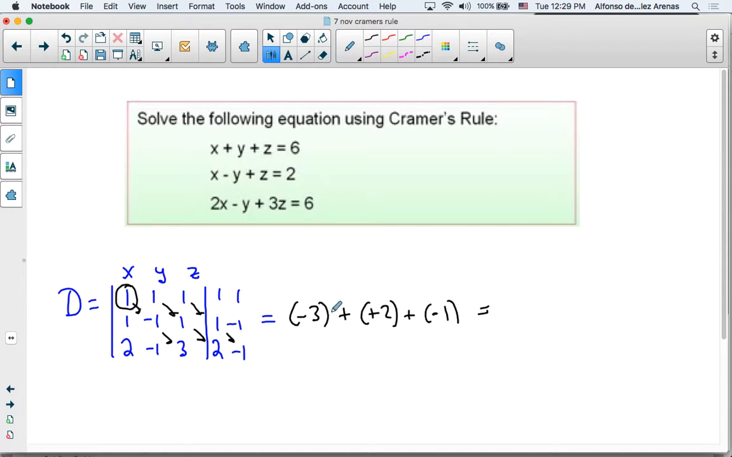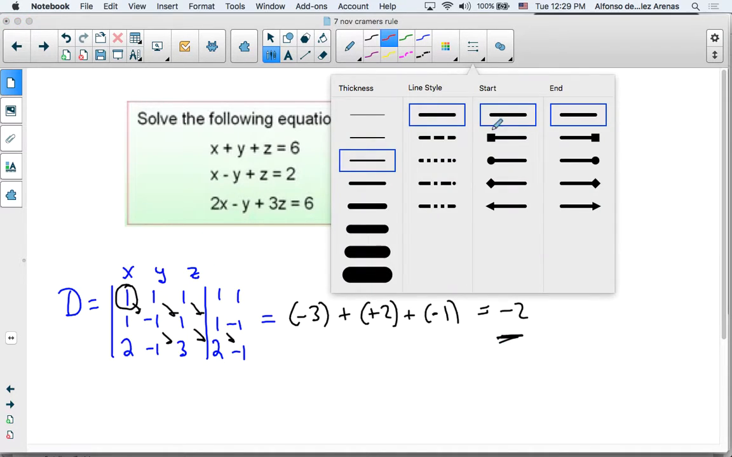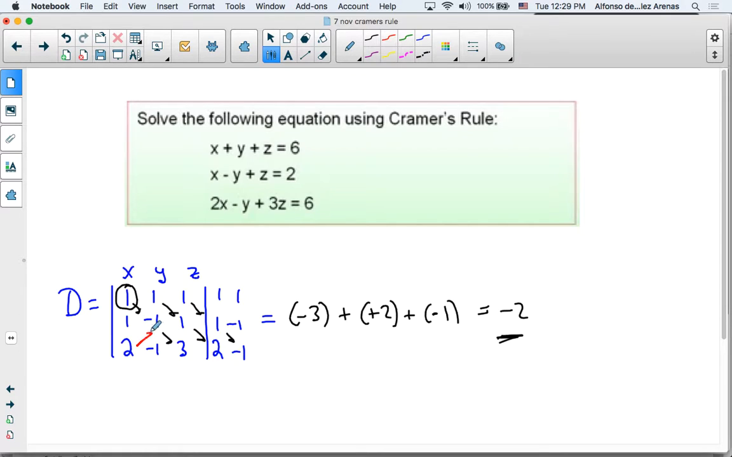This equals -3, -1, -2. Minus here, big minus, so you don't forget to do the minus. And then probably another color. So we have ascending diagonals, only one negative, so it's a negative result. 2 times 1 times 1 is 2.